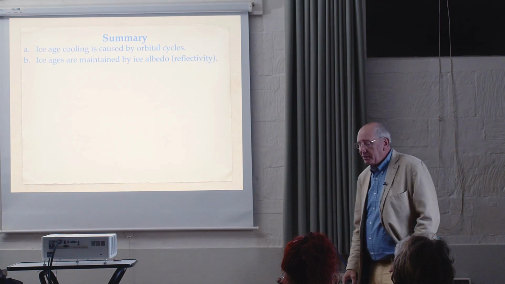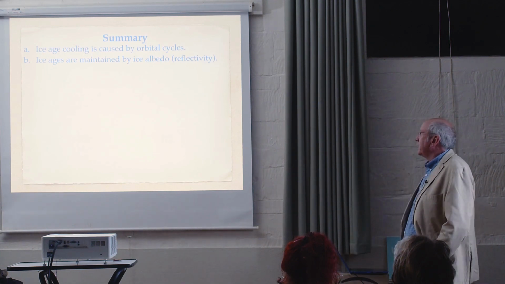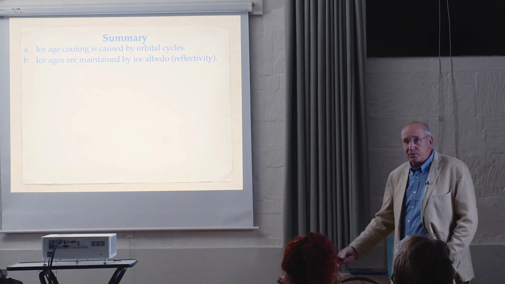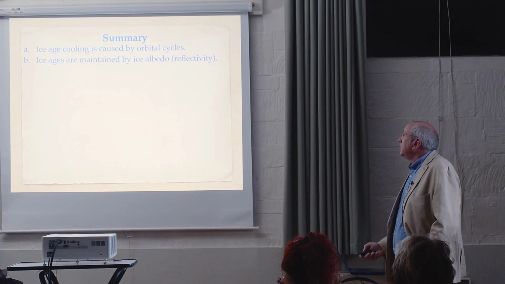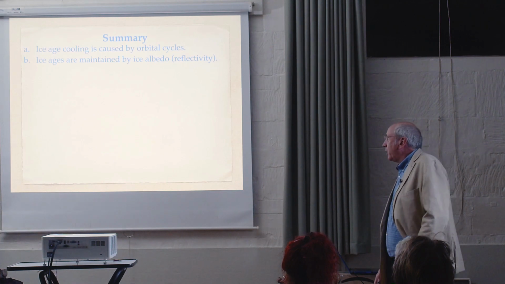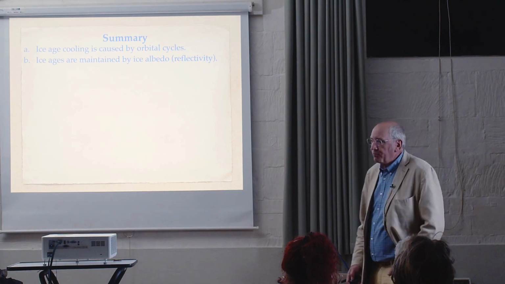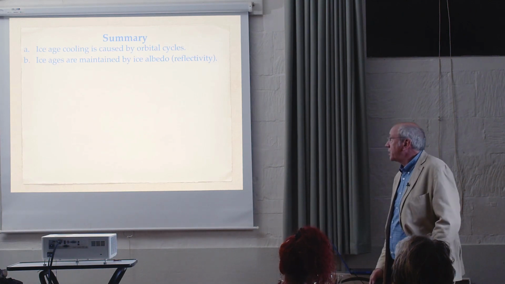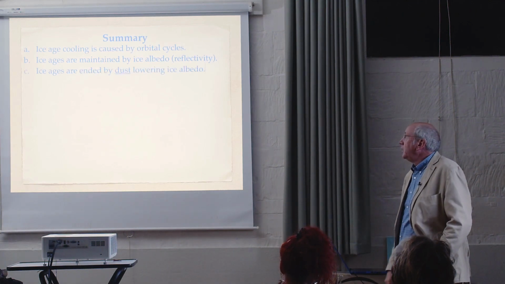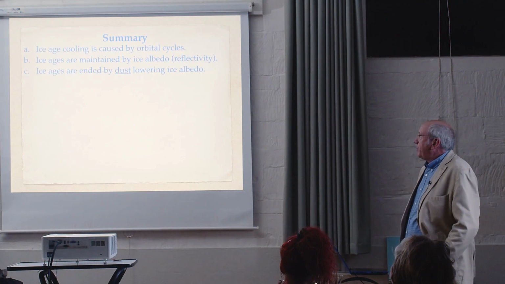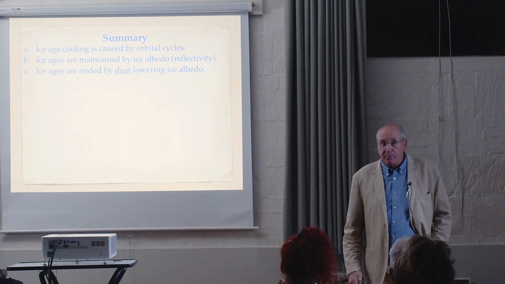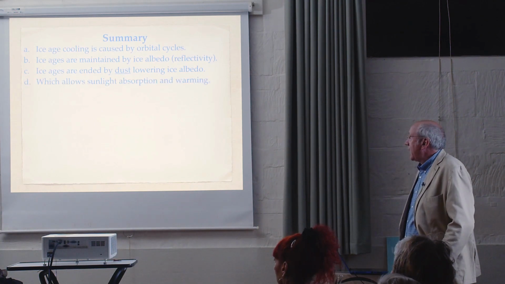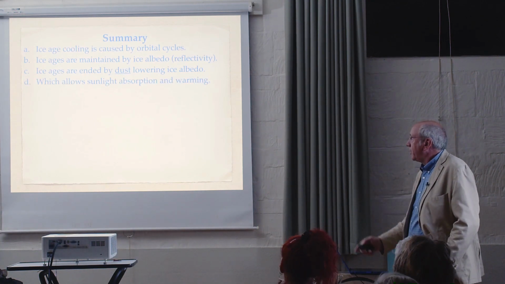Ice age cooling is caused by orbital cycles, the great summers and great winters. Ice ages are maintained by ice albedo, the reflectivity of the bright white ice in the northern hemisphere. Ice ages are ended by dust, lowering that albedo, lowering the reflectivity, which allows sunlight absorption and warming.